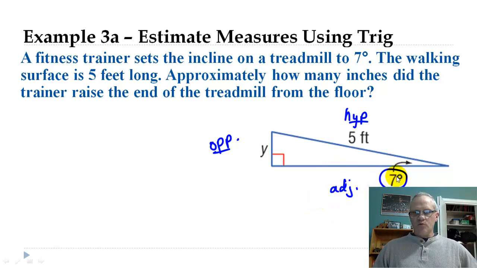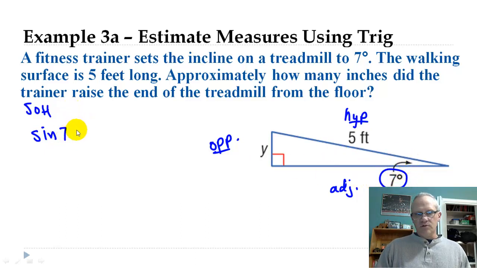So what we have to do is figure out what ratio can I use that tells me opposite and hypotenuse. What's the O and the H? Think back to SOHCAHTOA. So SOH, there's our O and our H that we're looking for. Since sine goes with the O and the H, we're going to use sine of 7. The sine of 7 degrees will equal the opposite side, y, over the hypotenuse, y over 5. That's the equation that we've set up.